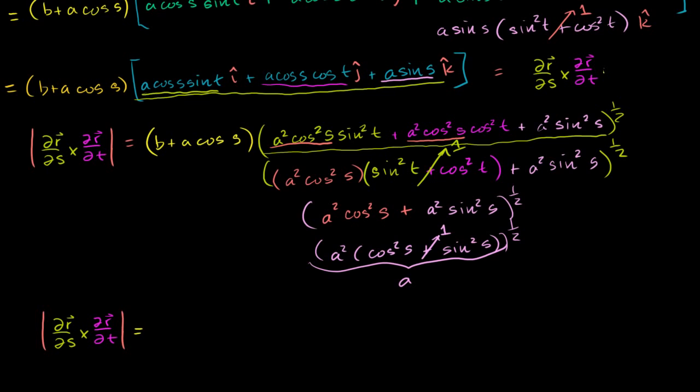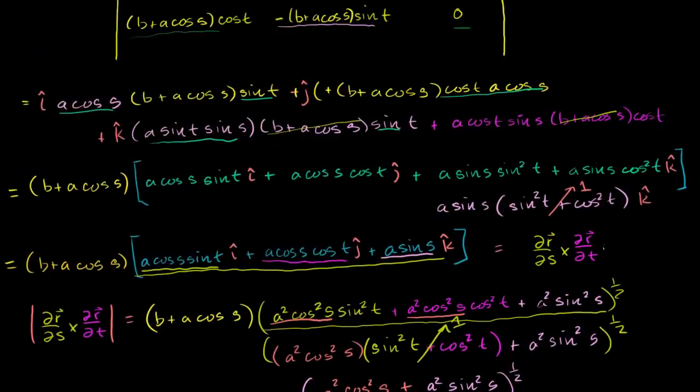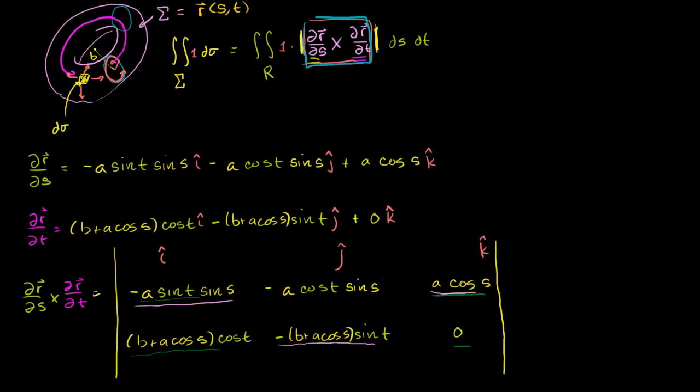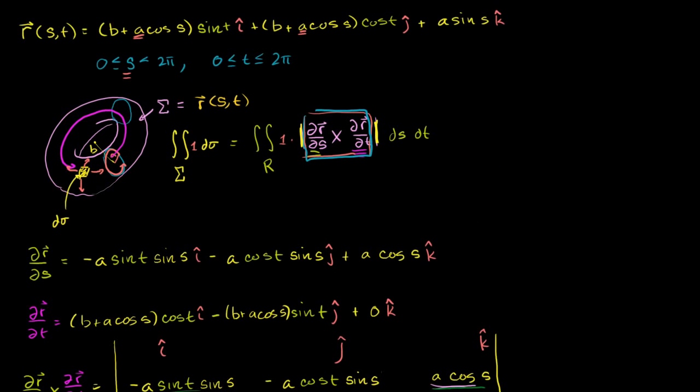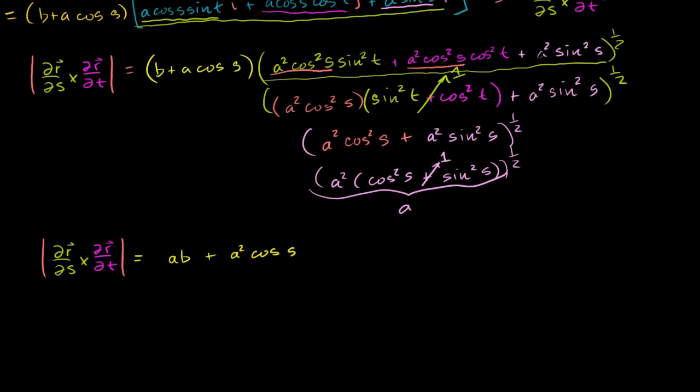And what's that? A times b, so it's ab plus a squared cosine of s. So already we've gotten pretty far, and it's nice when you do something so beastly, and eventually it gets to something reasonably simple. And just to review what our mission was several videos ago, we want to evaluate what this thing is over the region over which the surface is defined. So s going from 0 to 2 pi, and t going from 0 to 2 pi. So we want to integrate this over that region.